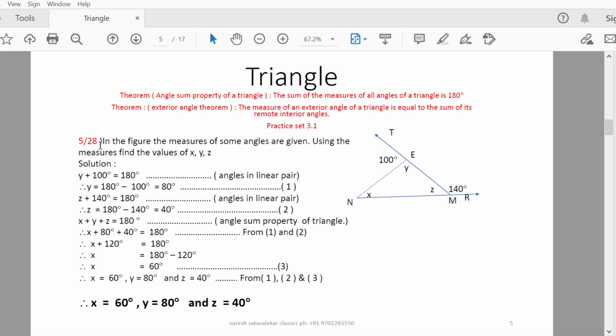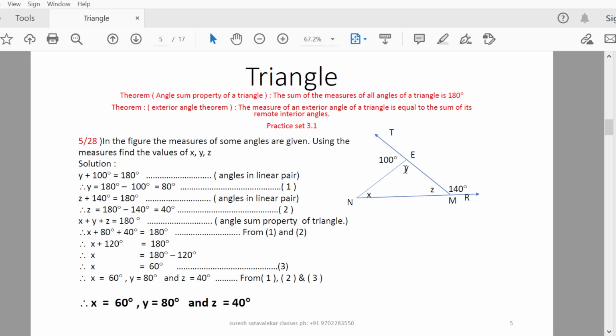Now let us see example number 5. In the figure, the measures of some angles are given. Using the measures, find the values of x, y and z. Solution. Here y plus 100 is 180 degrees. This is angles in linear pair. You will find that y and this 100 degrees angle are angles in linear pair.